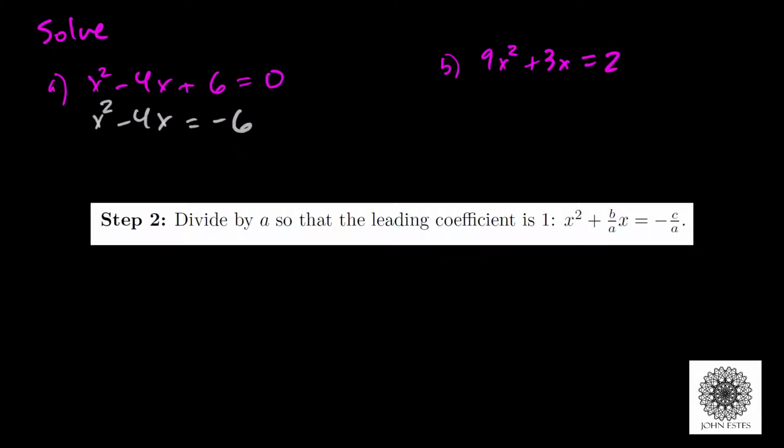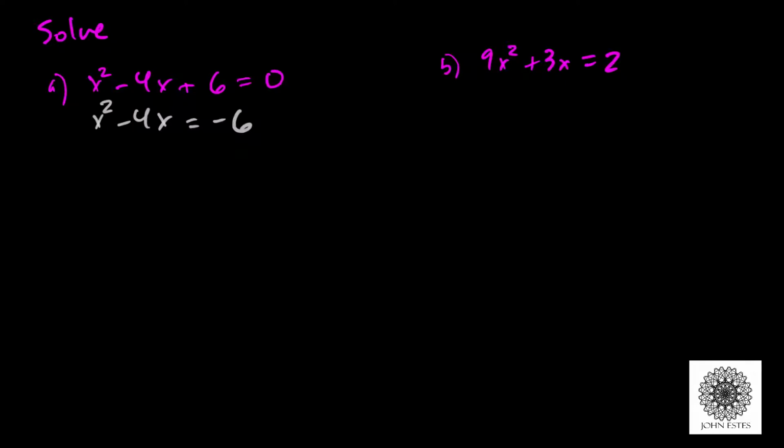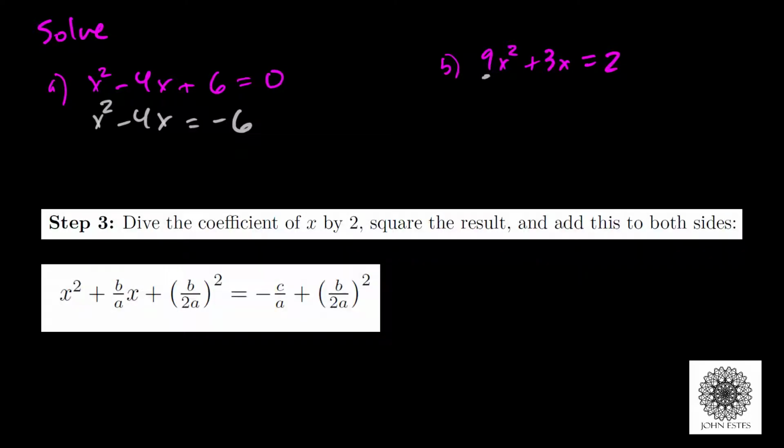Now step 2, we need to divide everything by the leading coefficient. In this case, since the leading coefficient is 1, I don't have to worry about it. In part B, we'll see that I will have to worry about that, but we're not there yet. Okay, step 3 is kind of what I call the money step.